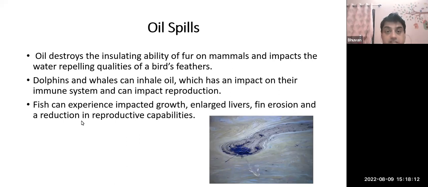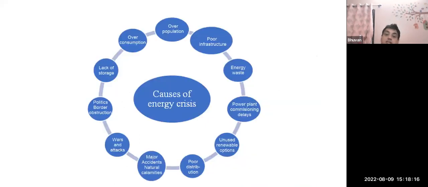So next we talk about the energy crisis, and through this diagram you will be very clear about what the major causes of the energy crisis are. Globally, we see that population is increasing, and more population means more demand for energy, and that results in the energy crisis.